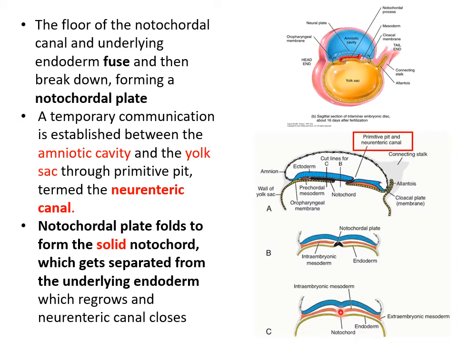So you saw the processes that happened. First was a pre-notochordal process, then notochordal process, then notochordal canal, then the floor broke down, notochordal plate again, and then that plate again becomes a solid rounded notochord. And then that which regrows like this again cranially completely, it becomes a solid notochord, and that neurenteric canal closes again.